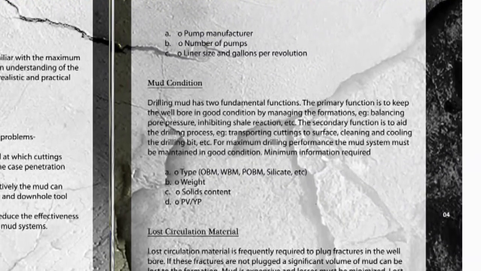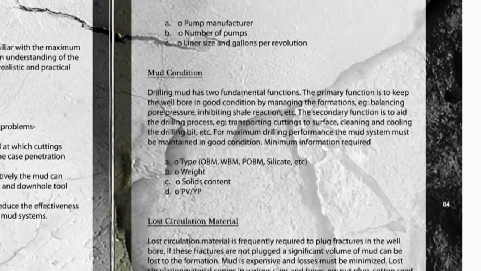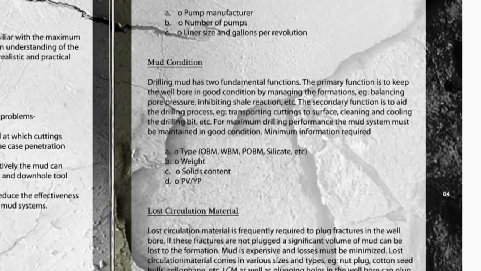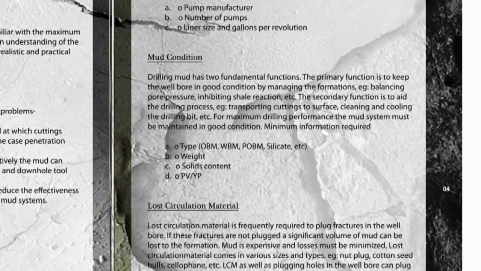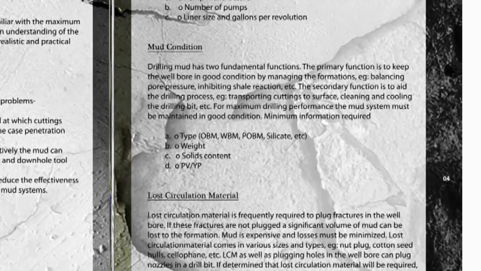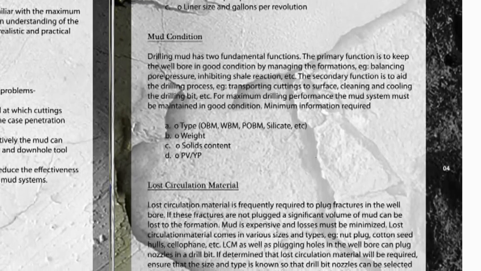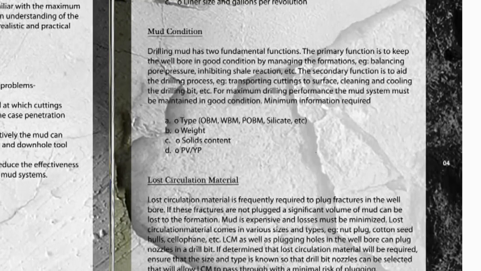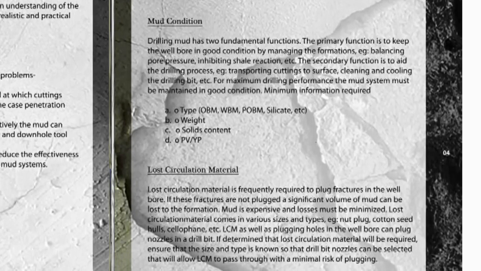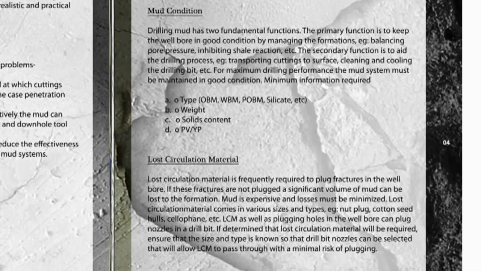Mud condition. Drilling mud has two fundamental functions. The primary function is to keep the well bore in good condition by managing the formations, for example, balancing pore pressure, inhibiting shale reaction, etc. The secondary function is to aid the drilling process, for example, transporting cuttings to surface, cleaning and cooling the drilling bit, etc. For maximum drilling performance, the mud system must be maintained in good condition. Minimum information required: type, OBM, WBM, POBM, silicate, etc. Weight, solids content, PV or YP.